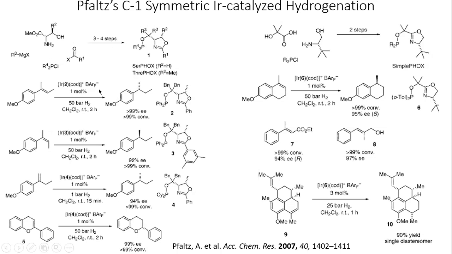So iridium with this BARF counter ion, which is a boron, and the aromatic rings have halogens, and in this case have a fluorine on them. So you can have a fluorine, and then there's a derivative of that where the aromatic rings around the boron have CF3 groups on it. And the crazy thing is, every time I see BARF, I remember being at Carolina, and the chemist who invented that counter ion, I actually worked with him. I didn't work in his group, but I knew him very well, Maurice Brookhart.